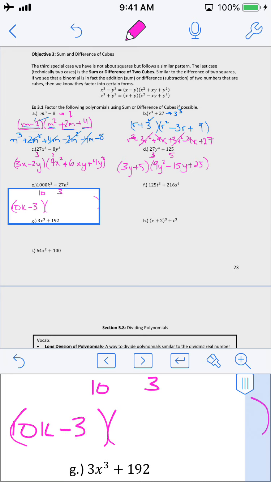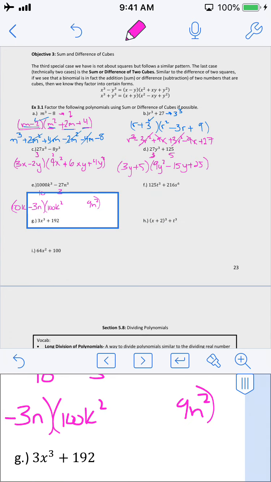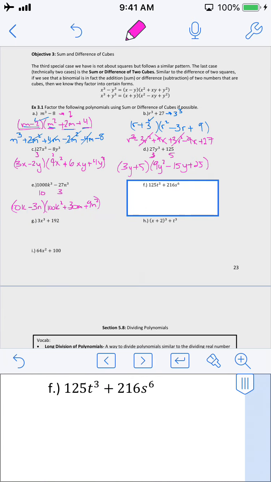10k minus 3n, that would be 100k squared and 9n squared. And then their multiplication would be 30kn, add. All right, there's that one.